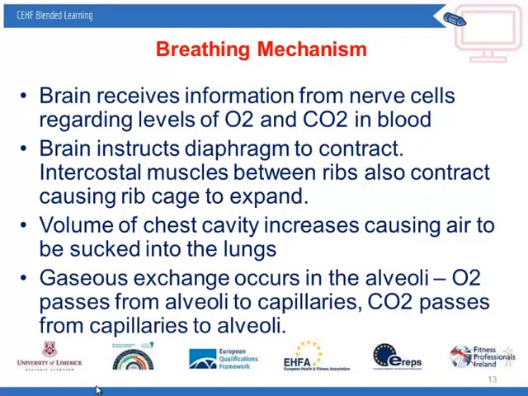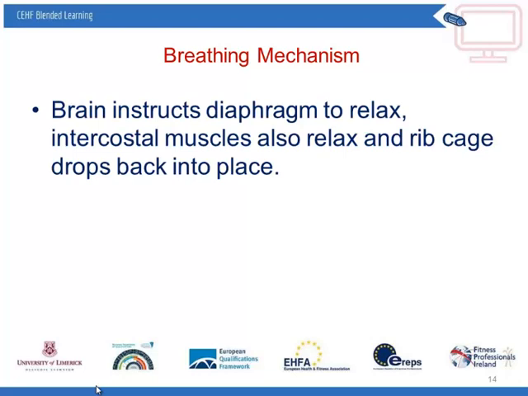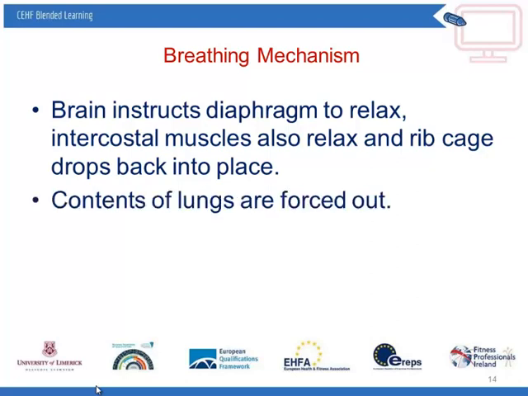Gaseous exchange then takes place in the alveoli, and oxygen and carbon dioxide are swapped over between the capillaries and the alveoli. And then when oxygen levels begin to increase again in our bloodstream, the brain instructs the diaphragm to relax, the intercostal muscles also relax, the rib cage drops back down into place, and then this pushes out the air from the lungs, which is now rich in carbon dioxide and which needs to be expired.